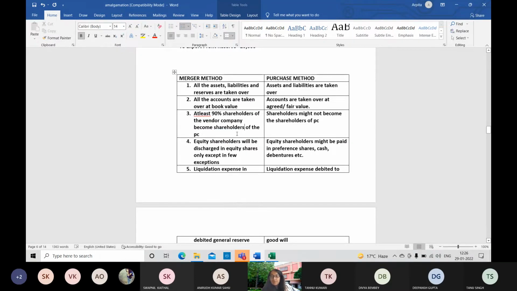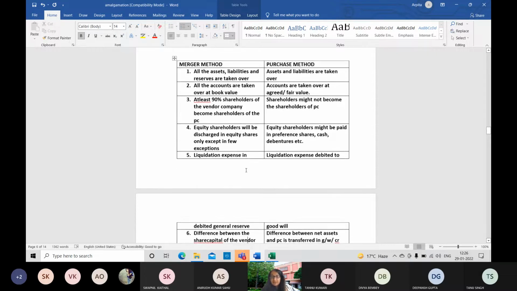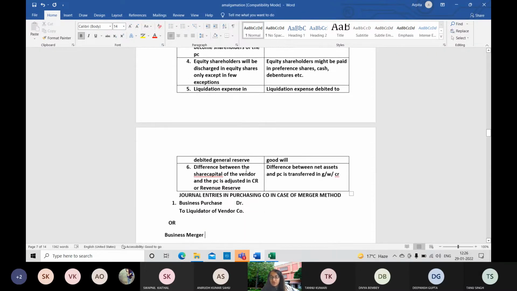Now here shareholders might not become the shareholders of purchasing company. Equity shareholders will be discharged in equity shares only, except in few exceptions. Equity shareholders might be paid in preference share, cash, debentures, etc. And finally, liquidation expense is debited to the general reserve in merger. While if you remember, liquidation expense is debited to the goodwill account. I'll tell you that today. In the next 15 minutes, we'll finish the entries for merger also and then we'll wind up the class.